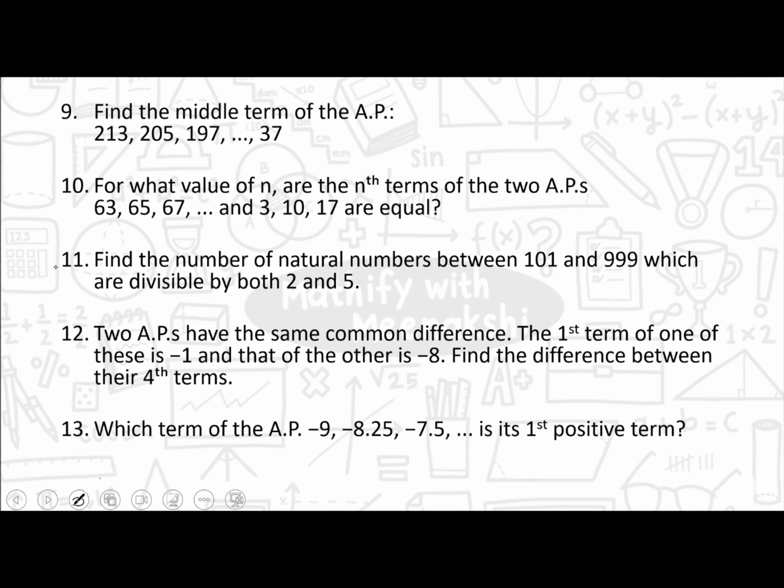Now let's move to question number 11. Here you have to find the number of natural numbers between 101 and 999 which are divisible by both. When they say divisible by both, that means you have to take the LCM. So in short, they are saying that you have to find the numbers between 101 and 999 that are divisible by 10. So the first number that is divisible by 10 after 100 is 110. And the last number is 990.